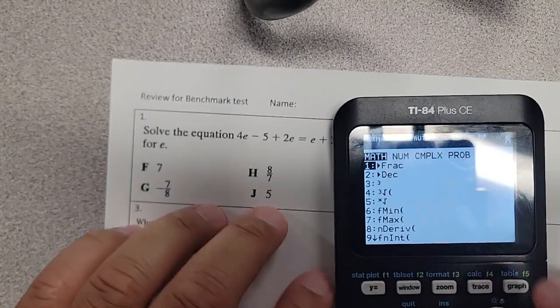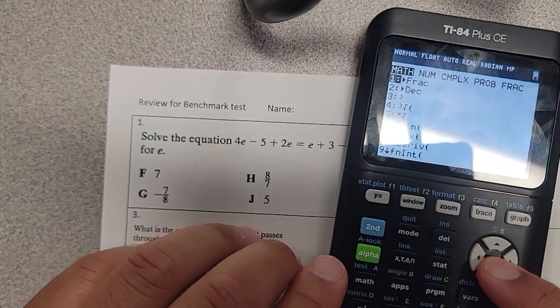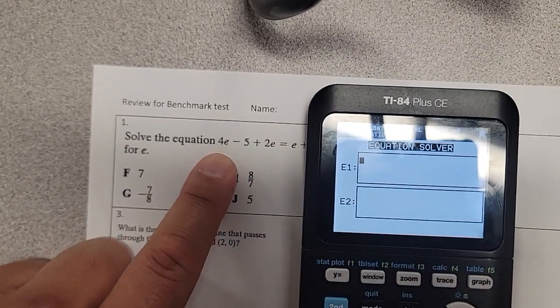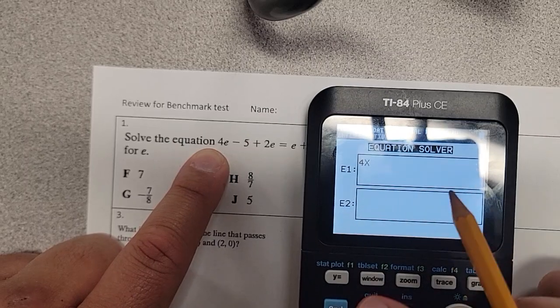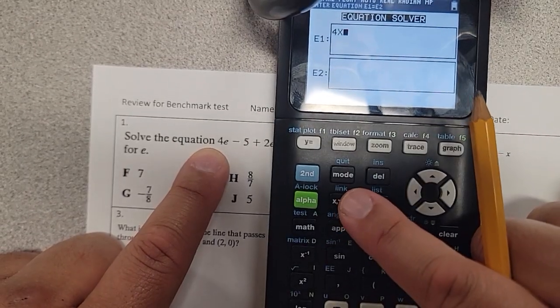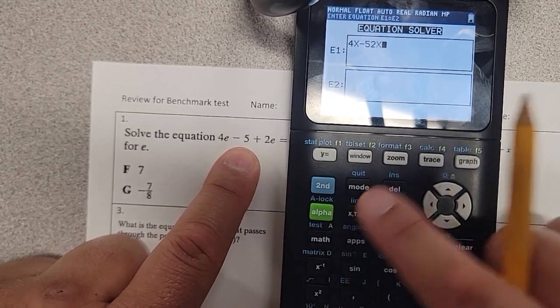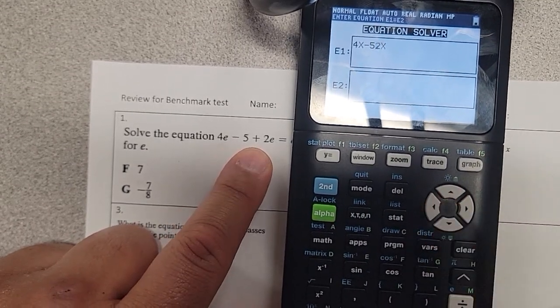a numeric solver. So I'm going to go ahead and push math. I'm going to scroll up. It says the numeric solver program. So this E1 part, now remember, we're going to use X's for X. This is the X button right here, guys. You have to push this one. There's a minus sign, 5. We got 2X. Plus 2X.